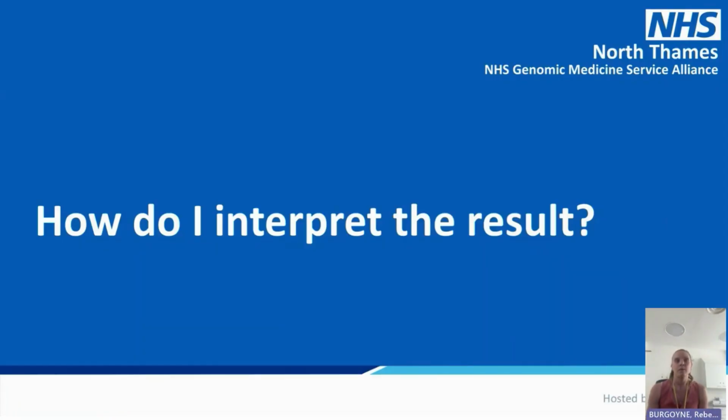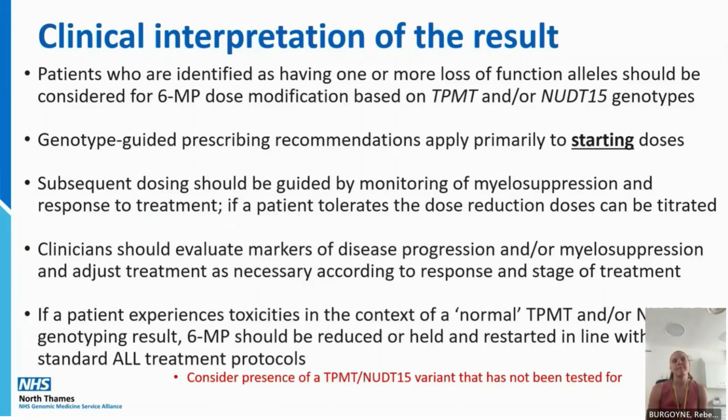And how do we interpret the results? The patients who are identified as having one or more loss of function alleles should be considered for dose modification based on their individual genotype. And to note, genotype-guided dosing will only really apply to starting doses, and subsequent dosing should be guided by monitoring of myelosuppression and response to treatment. So essentially, if a patient tolerates the dose reduction, the doses can be titrated up to ensure that the patient gets the best exposure to the medicine to treat the condition.